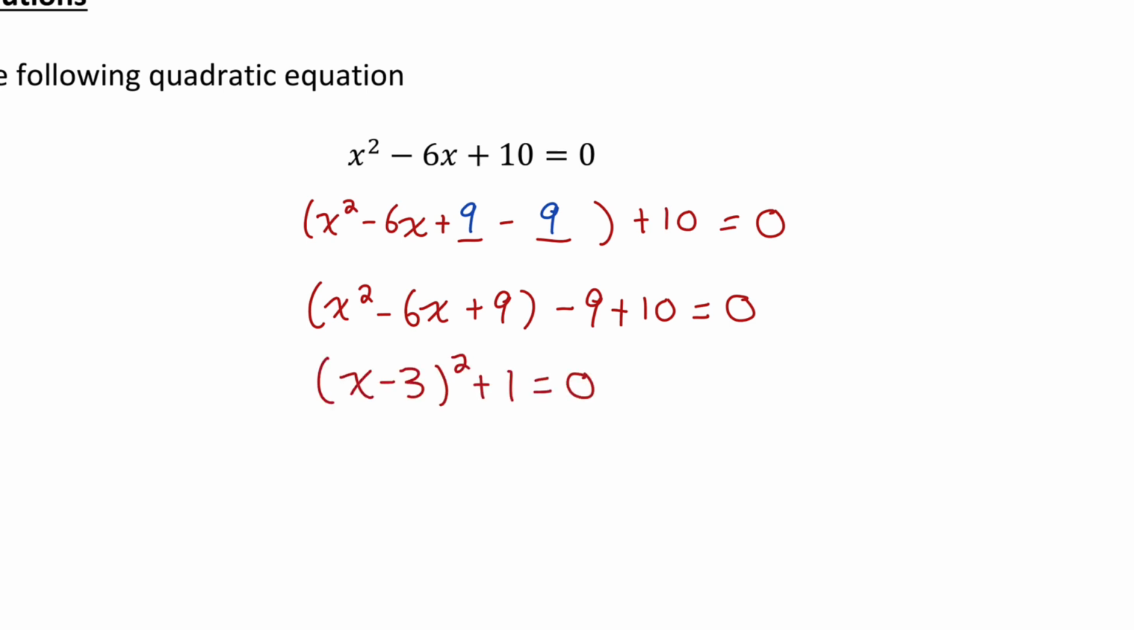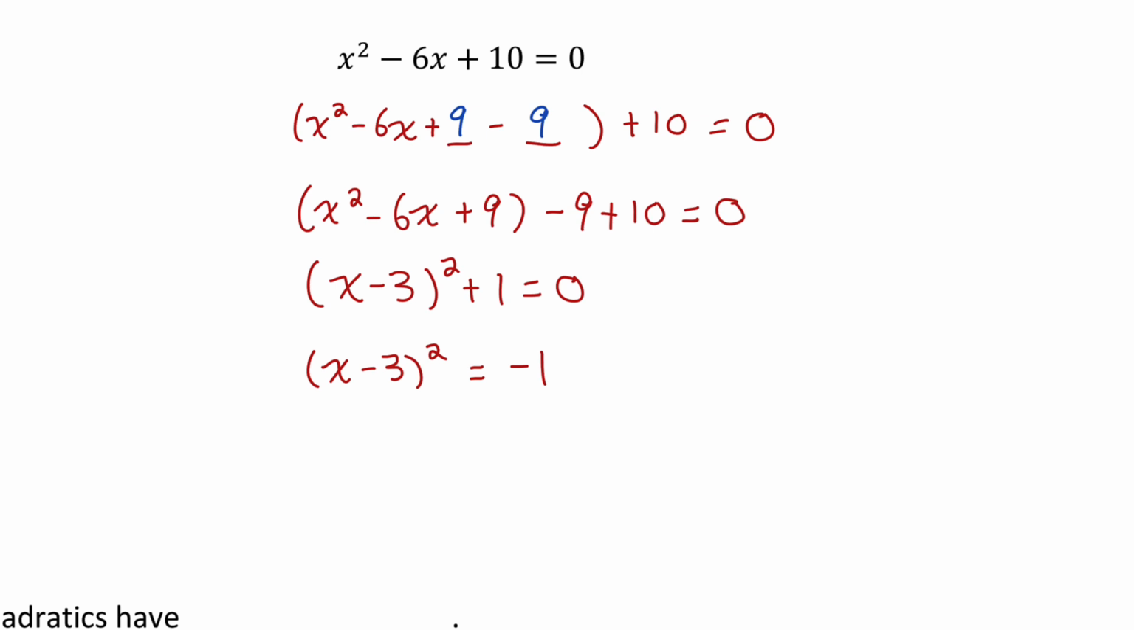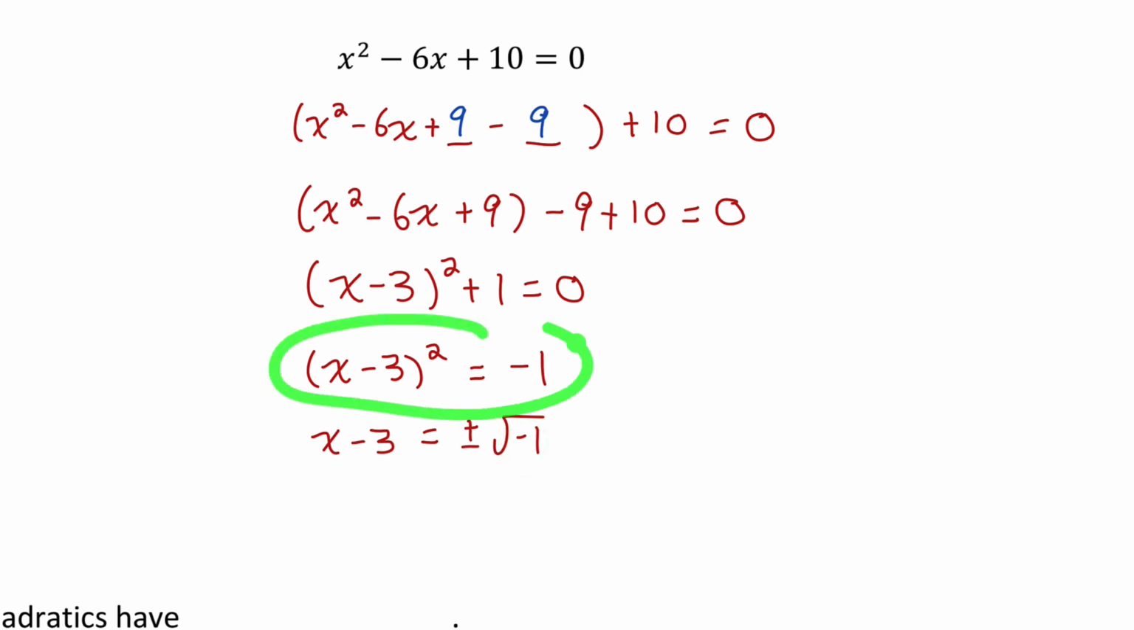And now watch what happens. When isolating the x, I'll start by subtracting 1 to the other side, and then when I move the squared to the other side, I would plus or minus the square root of -1. And what's the square root of -1? That means what number squared equals -1, right? And that's what this equation says right here.